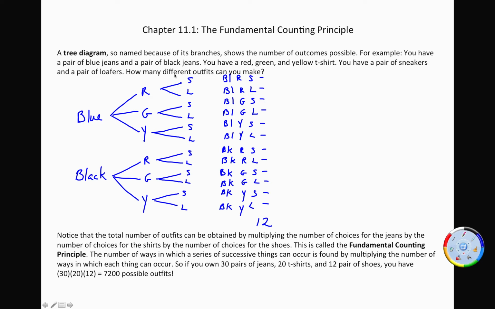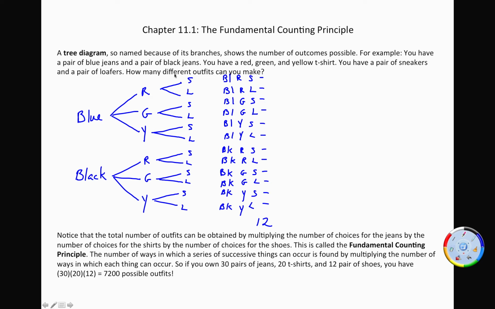So if you own 30 pairs of jeans, 20 t-shirts, and 12 pair of shoes, you have 30 times 20 times 12, or 7,200 possible outfits. The fundamental counting principle. And that's what we're going to practice in this section. Very important concept. So let's look at how we can use that to answer some questions. Now also, as I do the fundamental counting principle, I'm going to develop a method that's going to help me not only in future sections, but just to keep my information straight.